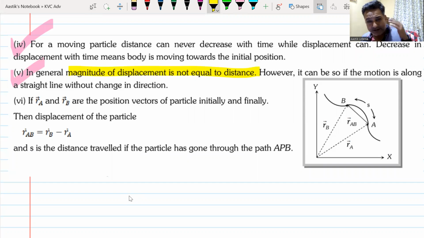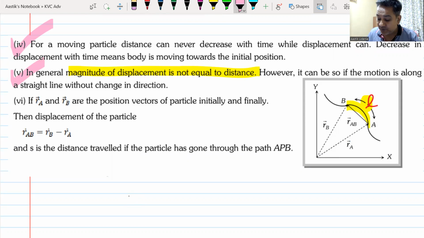Only in one case is it equal: when it is always moving in a straight line, without turning back. Now, this is the same case. The particle goes from A to B. The length of the path is the distance traveled. They have written it as S, I will write it as L. L stands for length. That is why I use it as L.